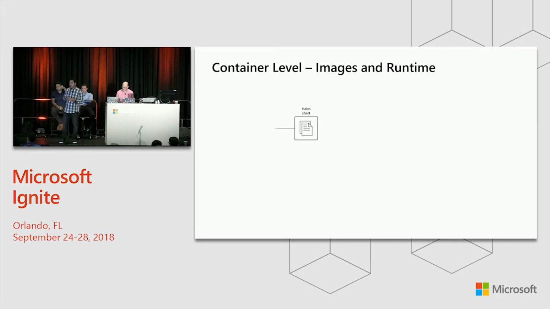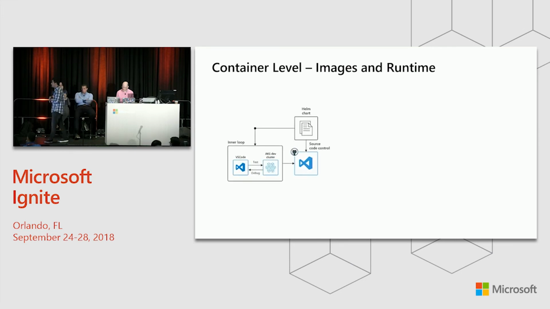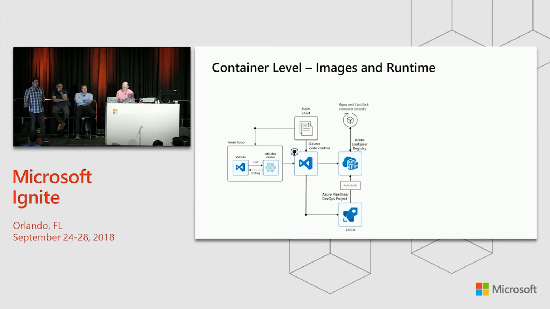So what this looks like in the overall spectrum of things is you would be developing, for example, in Visual Studio Code, using your dev cluster, maybe leveraging Draft to do debugging and troubleshooting, and then when you're happy with it, you're going to push to source control. At that moment, it will probably trigger some automatic build process. Maybe Azure Pipelines is going to pick that up, build an image, and try to push it to Azure Container Registry.